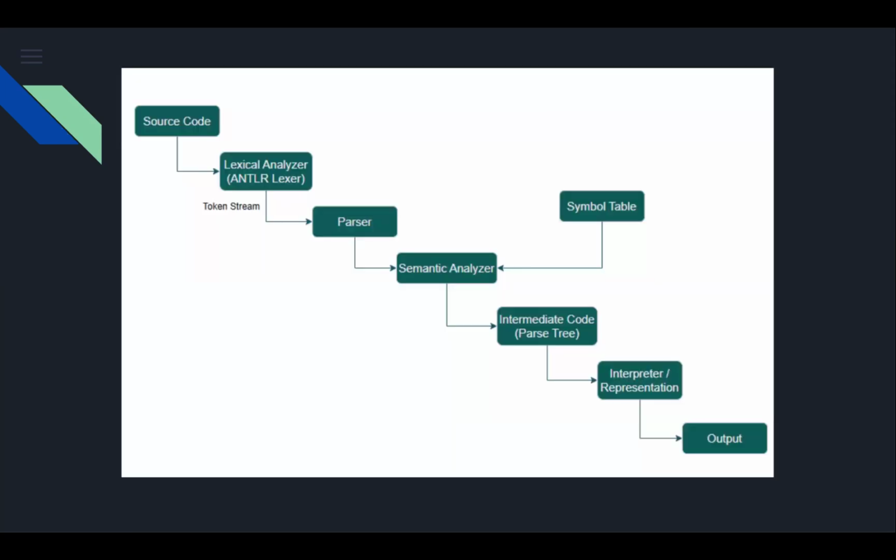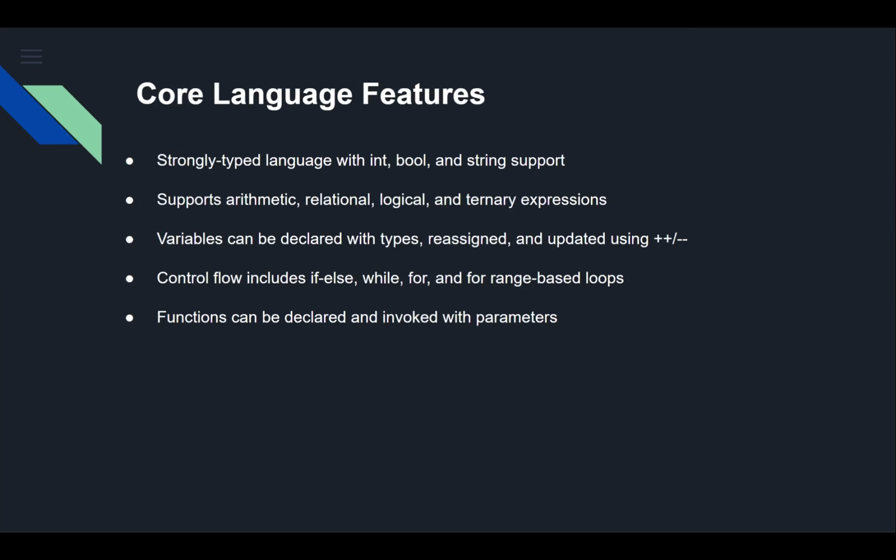Next, over to core language features. The language is strongly typed with explicit support for int, bool, and string. It provides a full suite of expression types like arithmetic, relational, logical, and ternary operations. Variables can be declared with types, reassigned, and even updated using increment and decrement operators. On the control flow side, we support all the essentials like if-else, while, traditional C style for loops and Python style for range loops. The language supports function declaration with parameters and control structures inside.